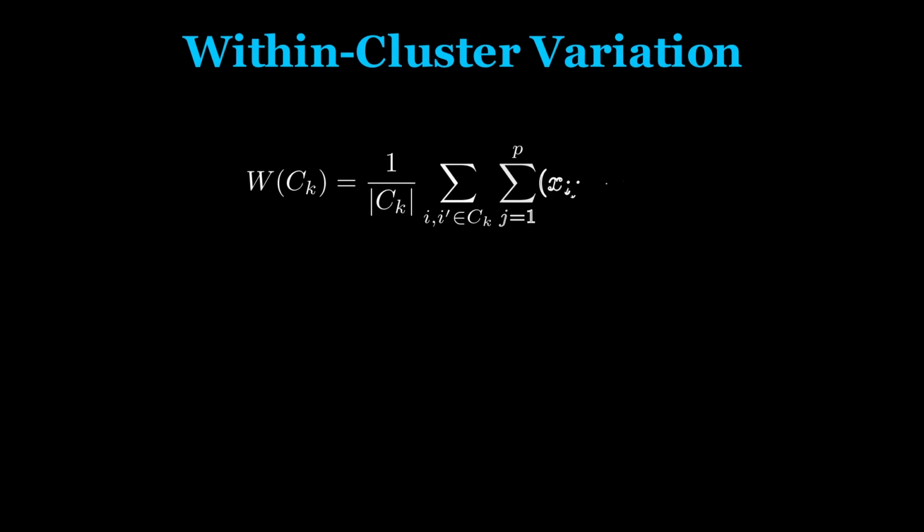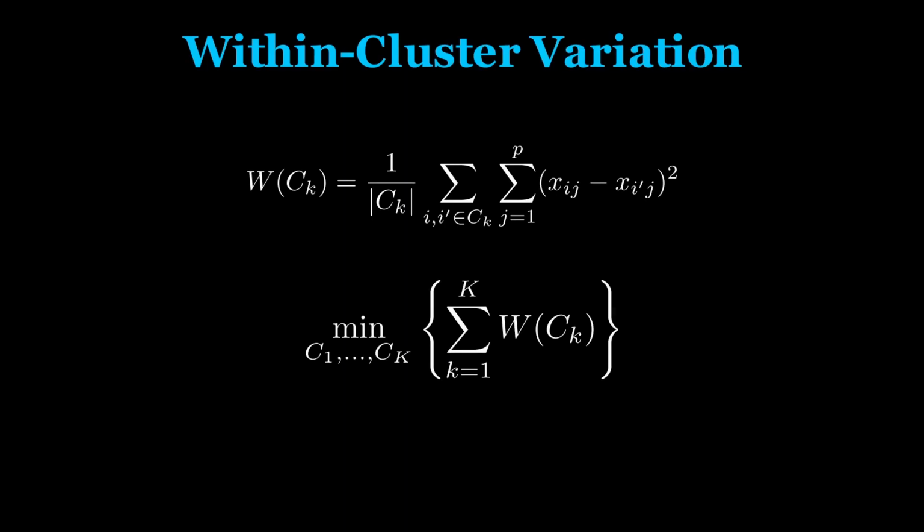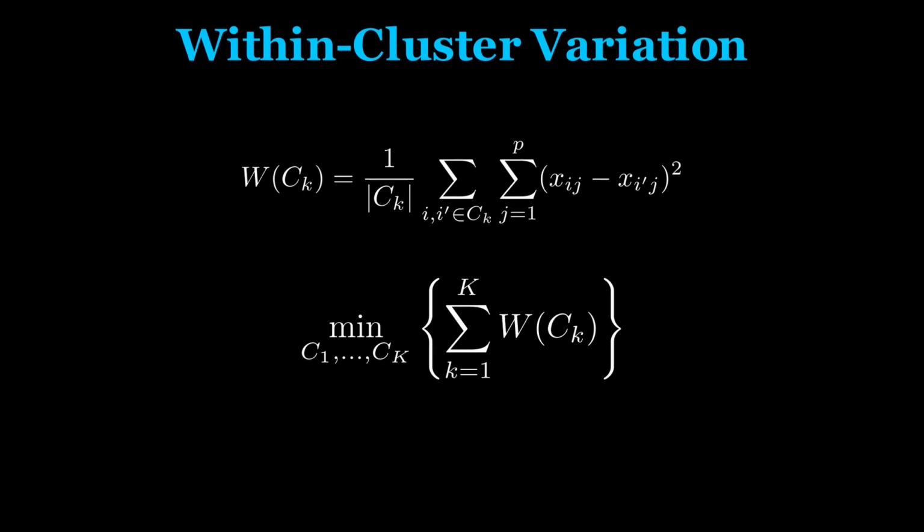After we calculate the within-cluster variation for all K clusters, our optimization criteria is to find the clusters that minimize the total within-cluster variation for all clusters. I hope this video has helped you understand the concept of within-cluster variation.